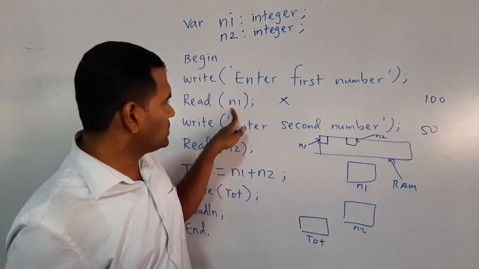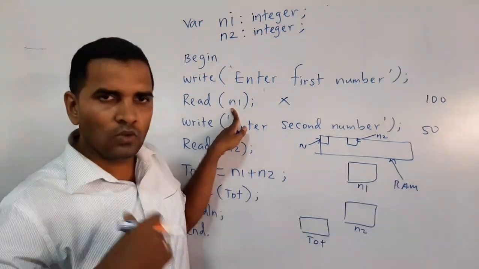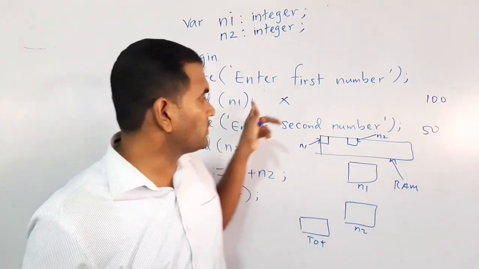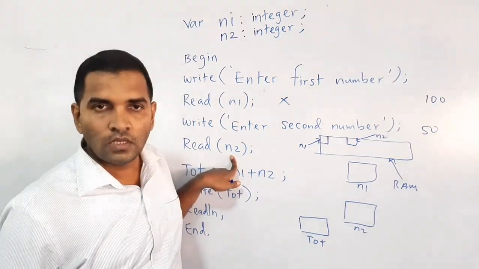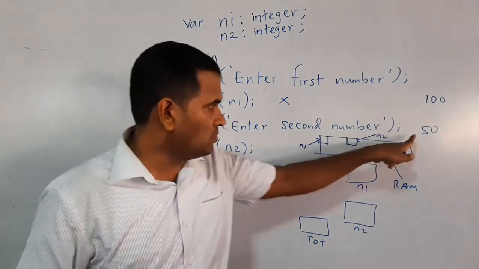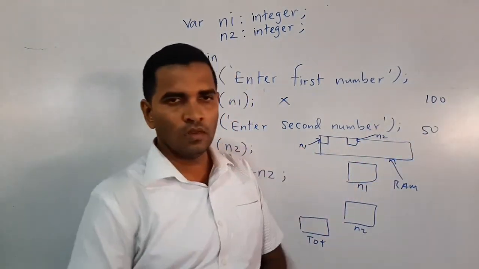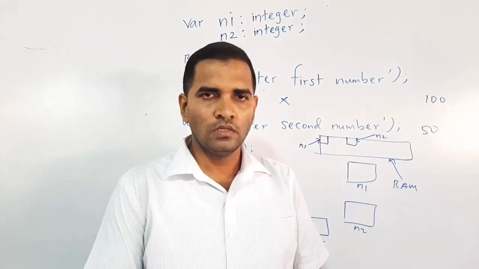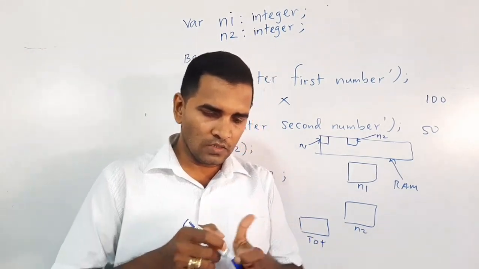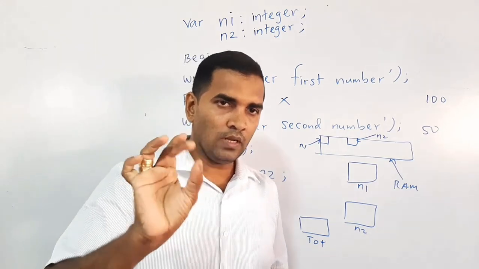Look here, this N1 is used for storing the data. In my example, 100 is saved in N1. Why did I use N2? In my example, 50 is saved in N2. So 150, what are they? They are data. So these are the three things to be remembered, particularly about variables.